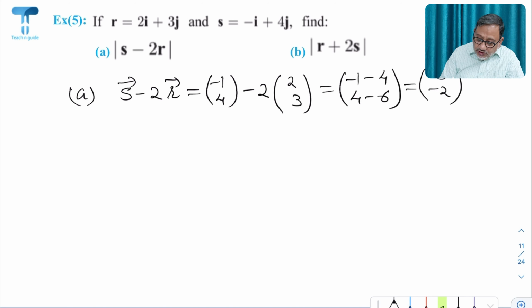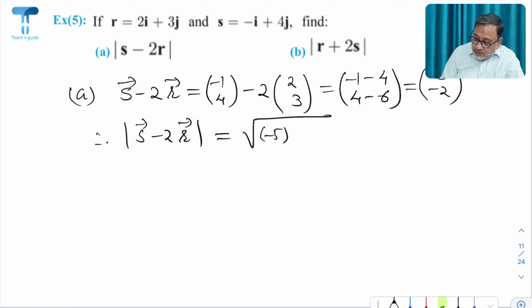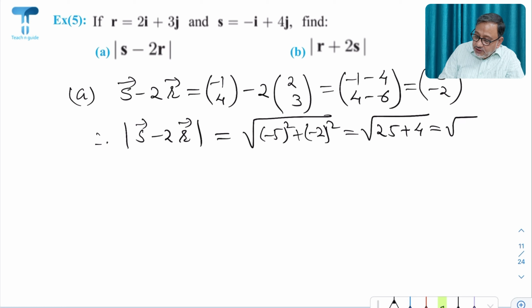Okay. So therefore now the magnitude of S minus 2R will be square root of minus 5 square plus minus 2 square. I told you, you can ignore the negative sign to write the magnitude. So 5 square is 25, 2 square is 4. It will be root 29 units. Okay. So I hope you understood this.